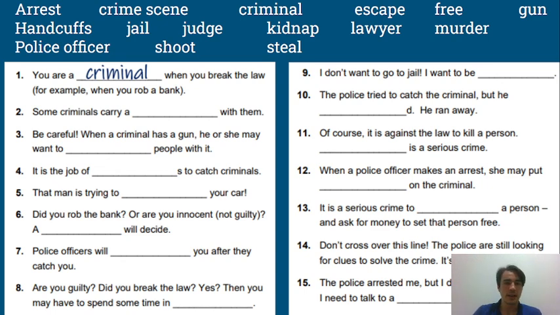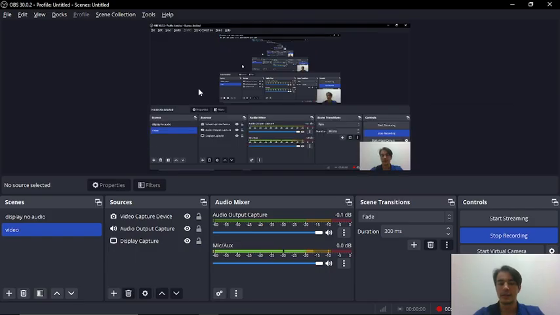Now we got more vocabulary exercise here. Let's go over that. The words are arrest, crime scene, criminal, escape, free, gun, handcuffs, jail, judge, kidnap, lawyer, murder, police officer, shoot, and steal. Right? Let's put these words into blanks to complete these sentences. All right. Let's begin with number 1. It's already done. You are a criminal when you break the law. For example, when you rob a bank, you'll be a criminal.